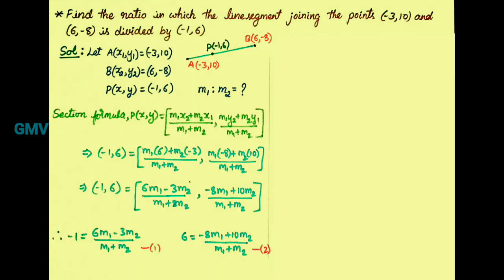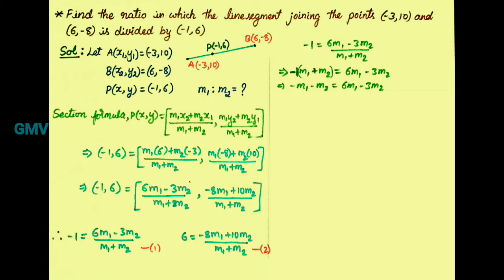Now I am taking equation 1. m1 plus m2 in the denominator of the RHS we'll transpose to LHS, then it goes to numerator. Now minus 1 into m1 plus m2 is equal to 6m1 minus 3m2. Multiply minus 1 within the bracket, then we get minus m1 minus m2 is equal to 6m1 minus 3m2.